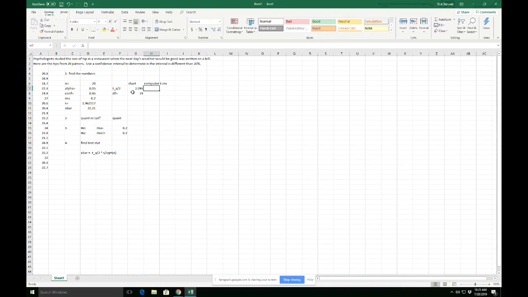Okay? So it's t dot inverse. Which one do you think you should use? The two-tailed one. Okay? Because confidence intervals are always, always, always in our class two-tailed. Okay? What do we put in for the probability? What kind of a confidence interval do you want?